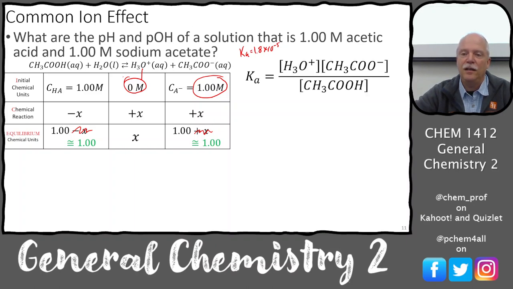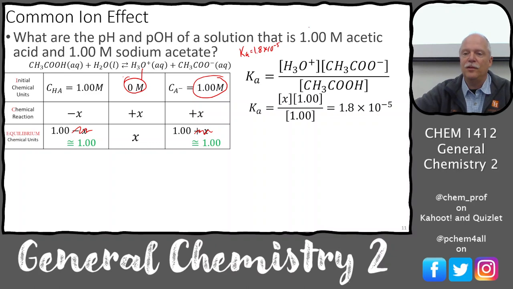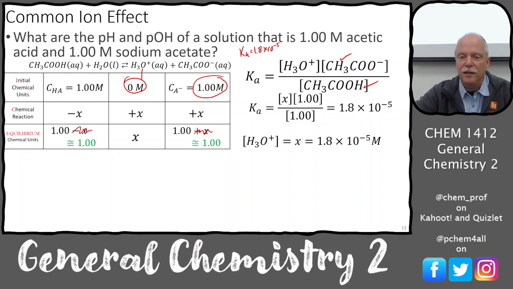So here's my Ka. And I've got numbers for this one, and I've got a number for this one. So I've got one on top, one on bottom, and the X. So I can solve for X, and X is just equal, again the ones can cancel, but if they didn't cancel, you would just use algebra, multiply these across, and I have X equals 1.8 times 10 to the minus 5. So that's, let's write it out, 0.000018.